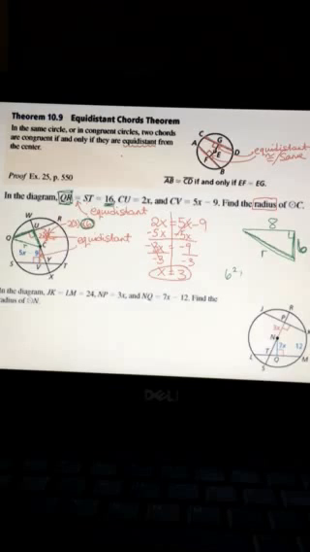And so now I can use Pythagorean theorem to find the radius here. So we do 6 squared plus 8 squared equals r squared. That's 100 equals r squared. Take the square root of both sides, and we see that our radius is 10. Pause the video here and see if you can set up the next problem.